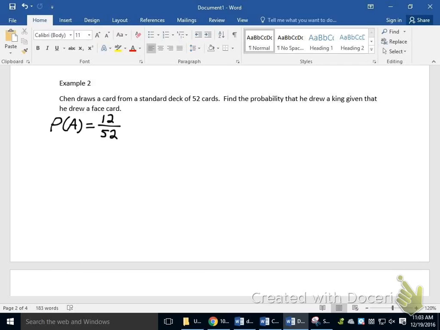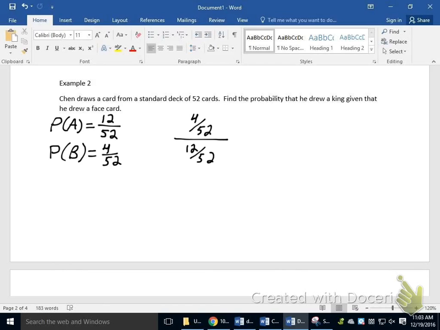Now, if you want to reduce that, you're more than welcome to. I'm personally just going to leave it alone for a moment. Probability of the event that he gets a king. All right. Well, there are 4 suits, and each suit has a king, so 4 kings out of 52 cards. Now, let's take this event and divide it by this previous one. That 4 out of 52 will get divided by 12 out of 52.